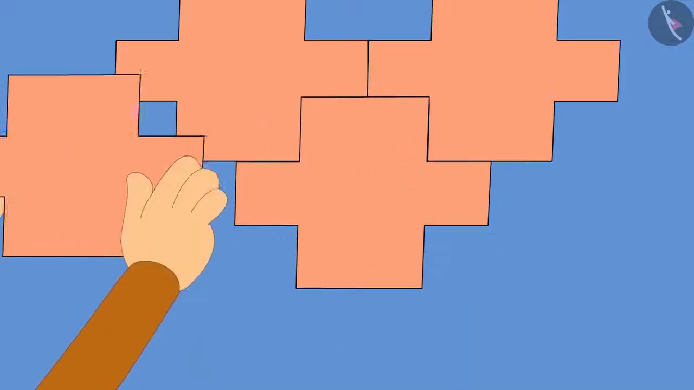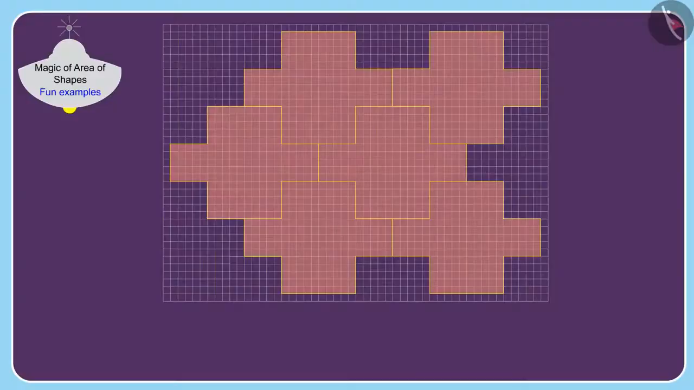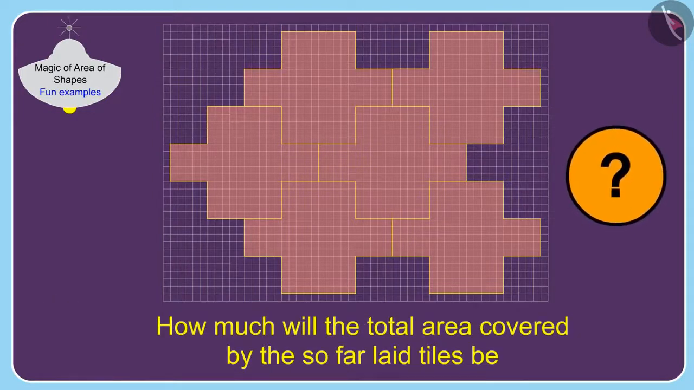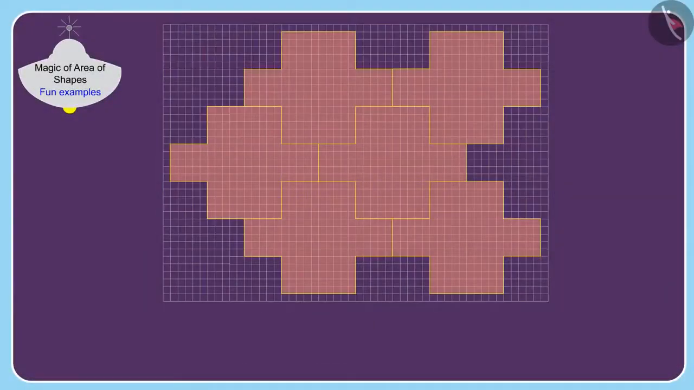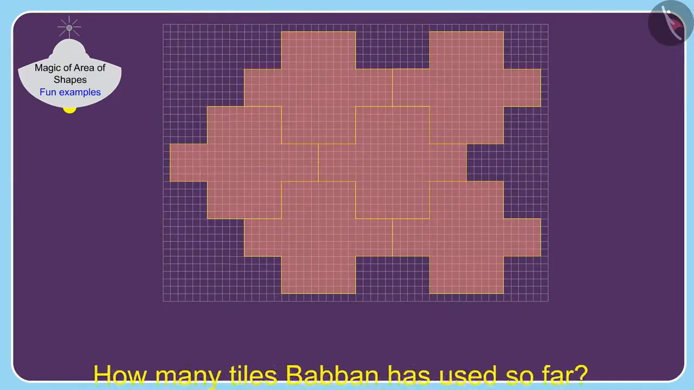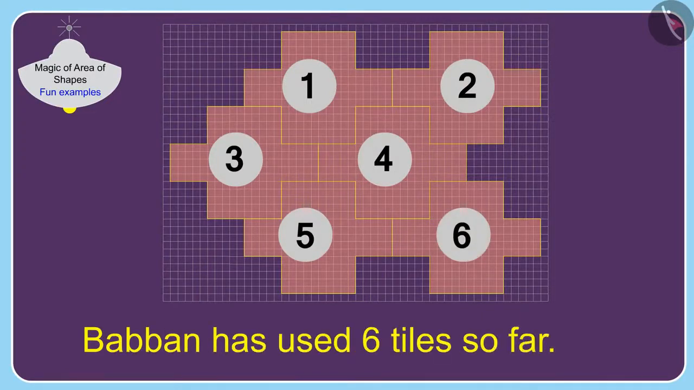After putting some tiles, Babban fell asleep. If Babban has so far laid tiles in this way, can you tell us how much will the total area covered by the so far laid tiles be? To find the answer, let us first find out how many tiles Babban has used so far. Can you answer this, kids? Yes, Babban has used 6 tiles so far.